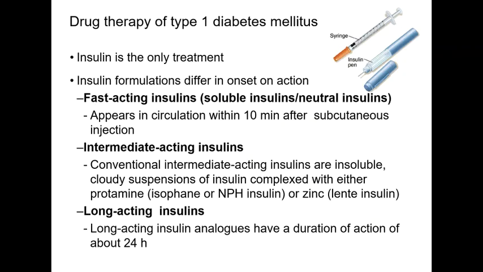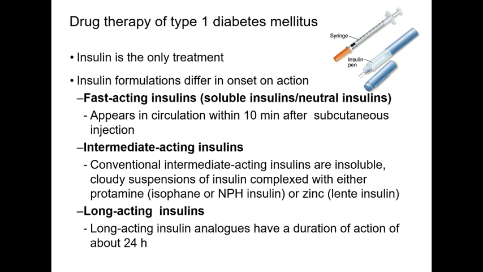A drug therapy for type 1 diabetes mellitus. In this case, the disease is occurring because of insulin deficiency, so the obvious choice here is to administer insulin. Insulin is the only treatment available, and there are different types of insulin formulations available in the market. They are fast acting, intermediate acting, and long acting.